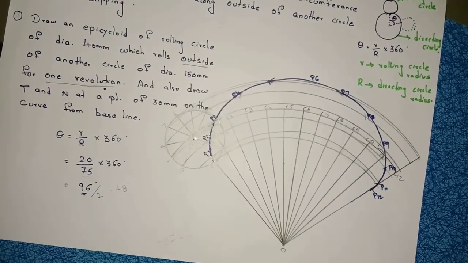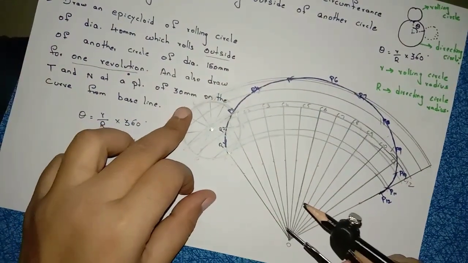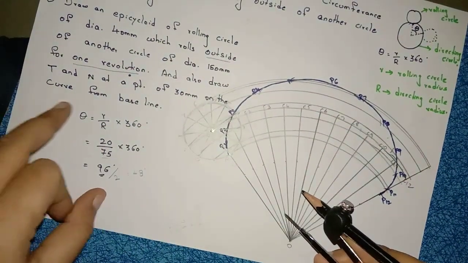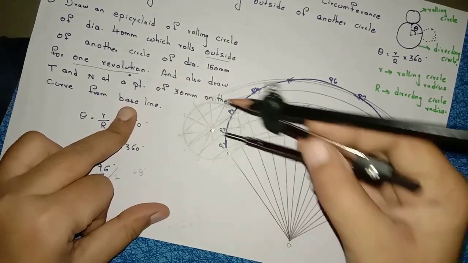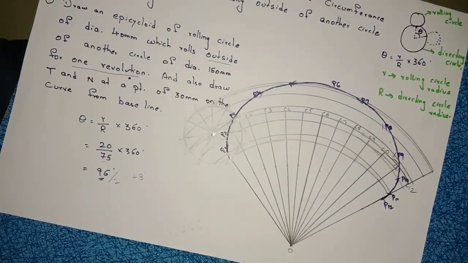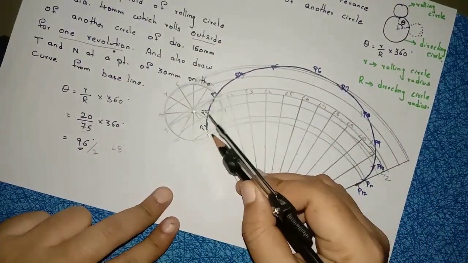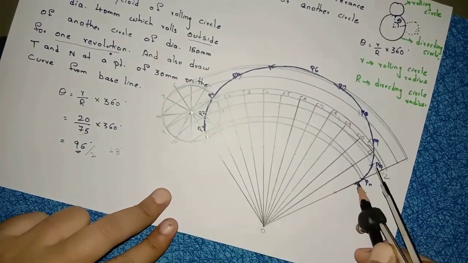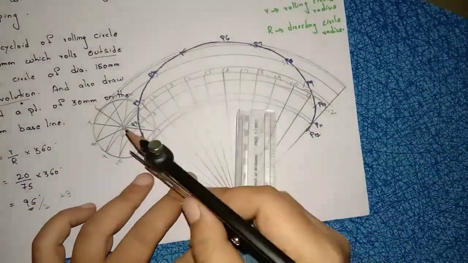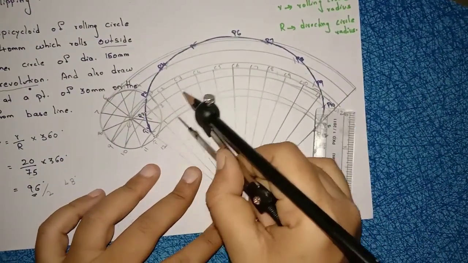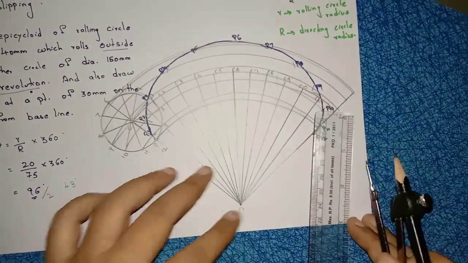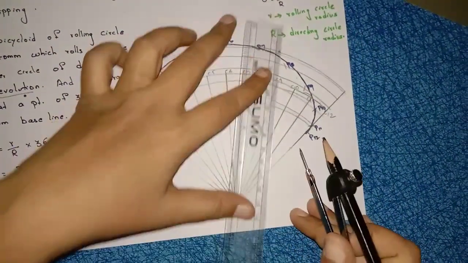Right? After that, how to draw the tangent and normal, 30 mm on the curve from the baseline. So take 30 mm distance. See, this is the P point. So this is your baseline. So this is the P point. This is our baseline. Keep your scale exactly.